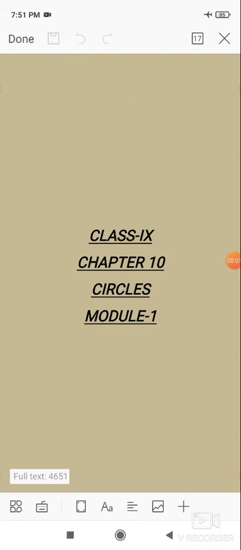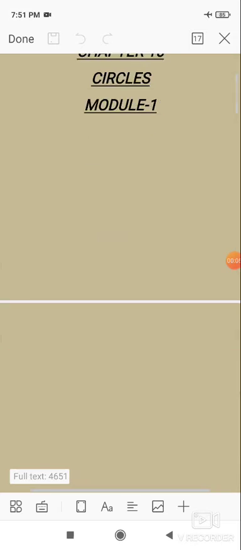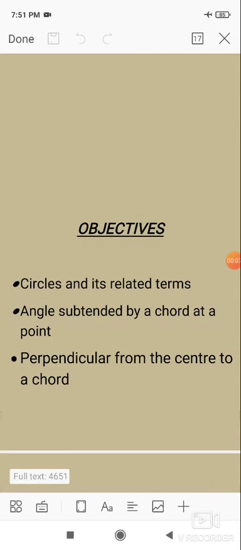Class 9, Chapter 10, Circles, Module 1. Objectives. In this module, you will learn about circles and its related terms, angles subtended by a chord at a point, perpendicular from the center to a chord.